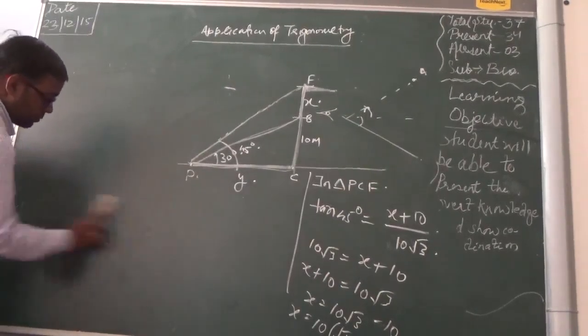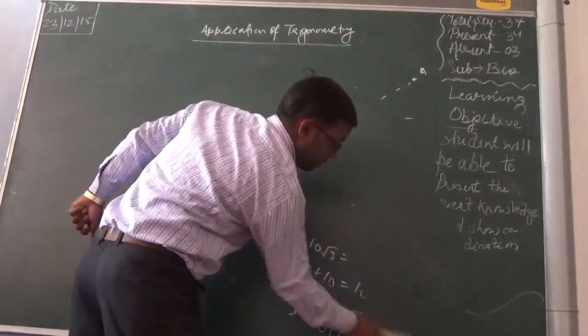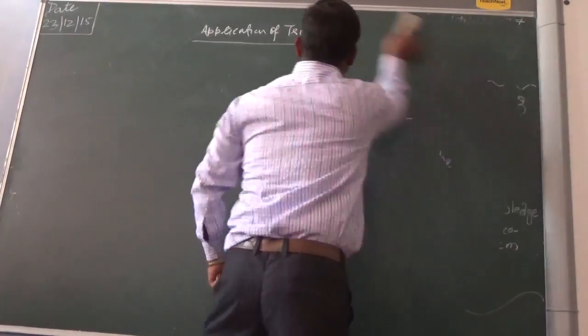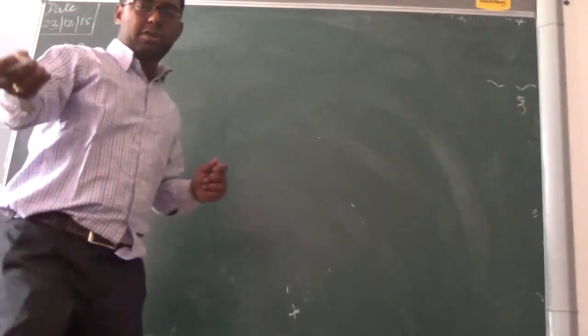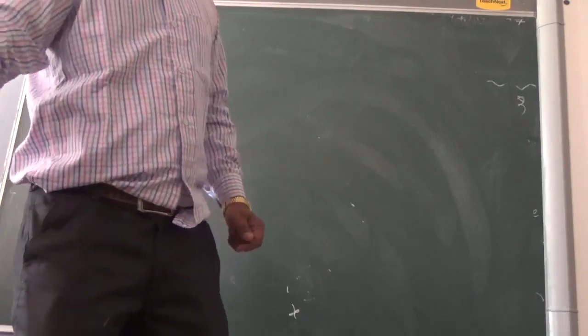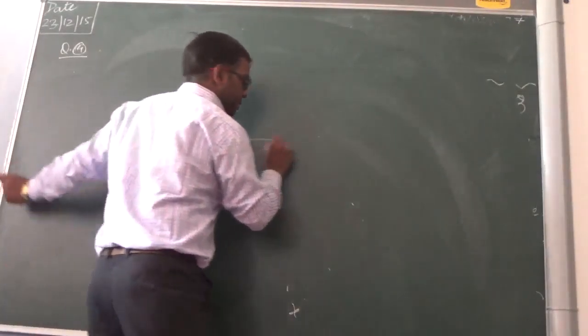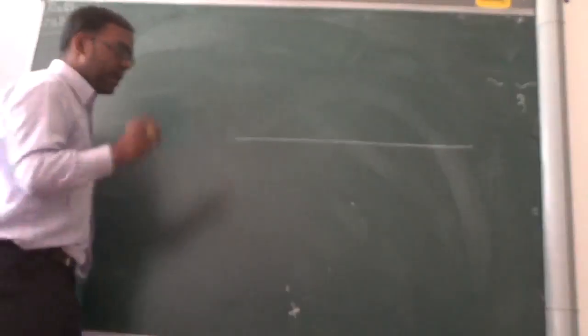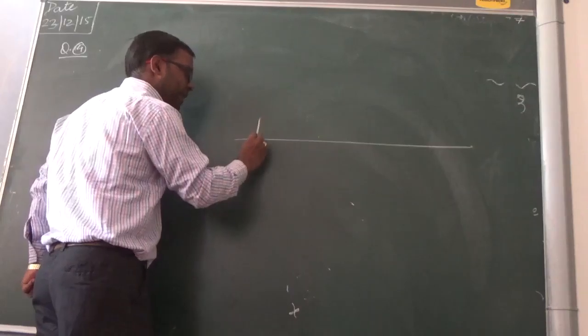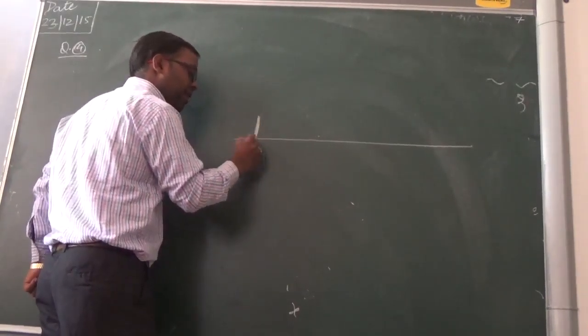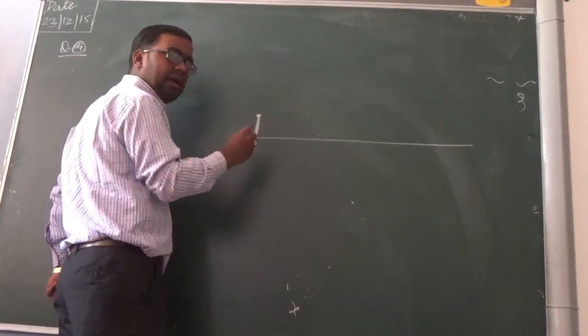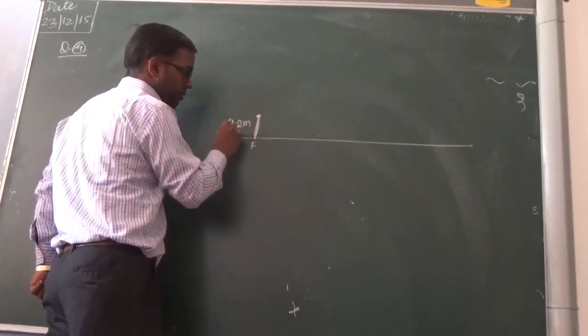Page number 2, you find. Question number 14. Anirudh, read question number 14. A 1.2 meter tall girl. Wait, here is a base. Obviously, the girl will stand on the base. This is the foot of the girl, you can say it is F, and this is the head of the girl. It is 1.2 meter. Very fine.